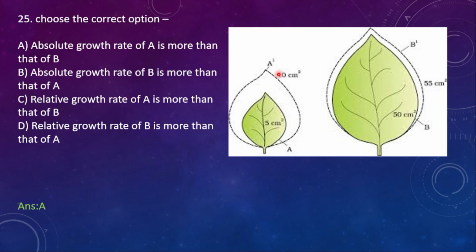See, absolute growth rate of A is more than that of B means why? Because see, initially it was 5 centimeter. Next, after time being, it is doubled. But here what happens? Initially it is 50 and after the time being, it is just increasing by 5 centimeter. That's what.